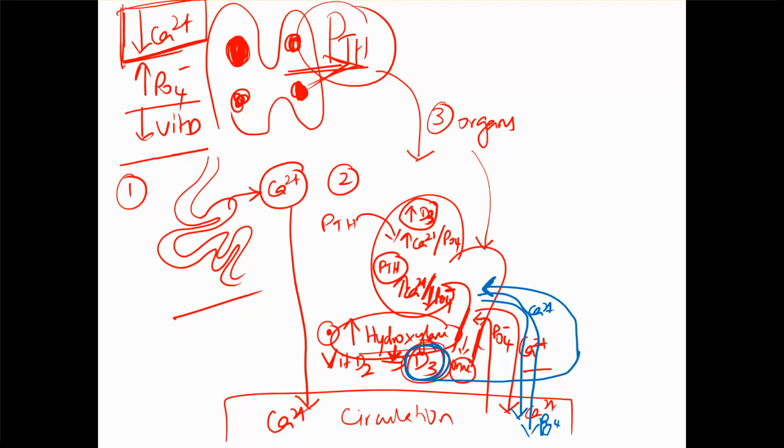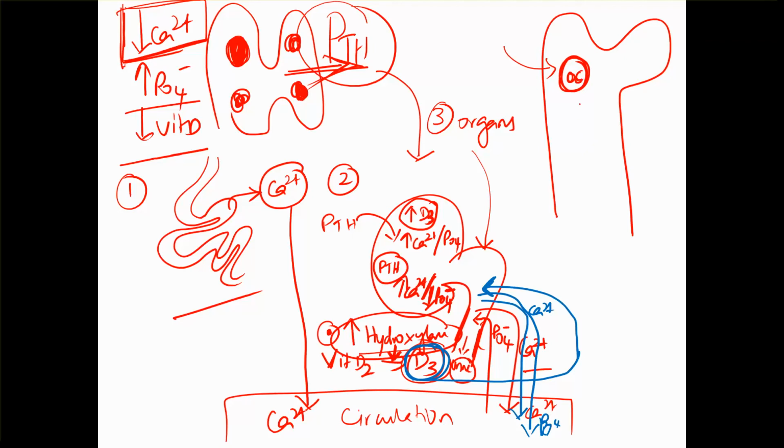Then the third organ is the bone. So they go to the bone. In the bone we have four types of cells. Now you concentrate on two types of cells, osteoclast and the osteoblast. So osteoblasts are the bone forming cells, osteoclasts are the bone removing cells, and they remove the calcium. 99% of the calcium is stored in the bone.